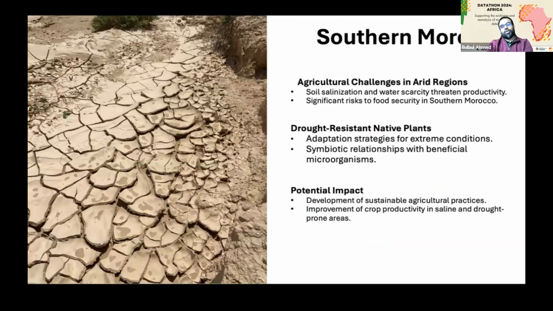Southern Morocco, some of you may know, is quite dry. And this is a photo from a dry river in the southern part. So you can see how dry it is. There are huge agricultural challenges in this arid region, especially water and salinity. But still there are some plants growing there. So we are trying to explore this area because it is quite unexplored. There is no microbiome research and data available from this region. And we are expecting to map this microbiome in that region in terms of crop productivity in fighting saline or drought conditions.